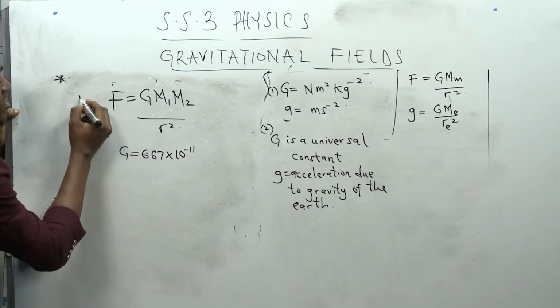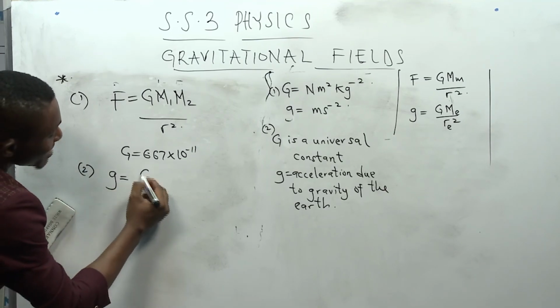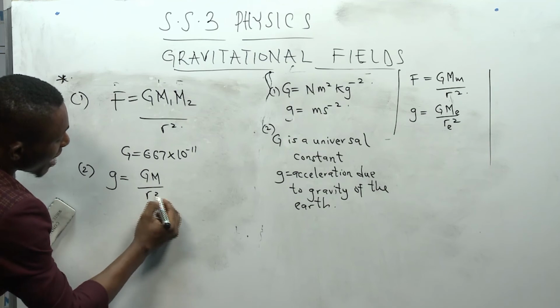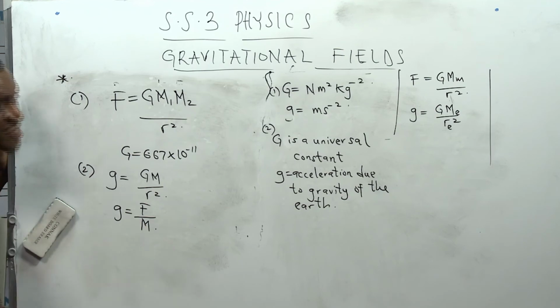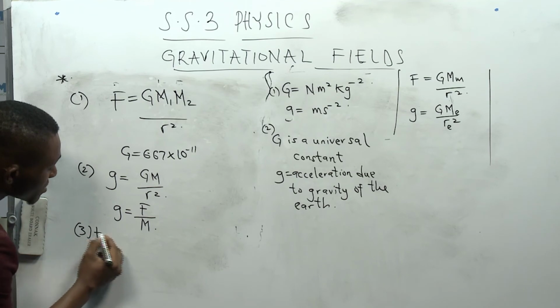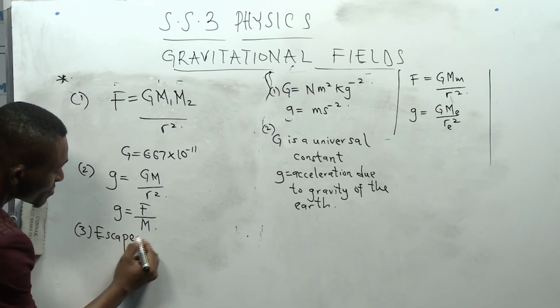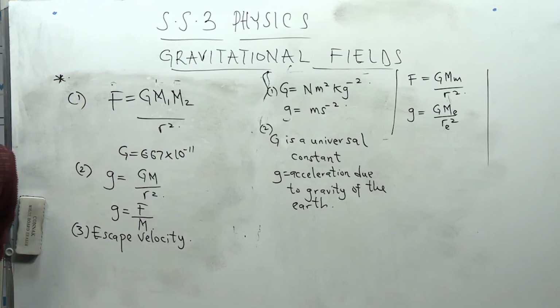And from there, we also derived the formula relating g, which says that g is equal to GM over r squared. And g is also referred to as the force per unit mass acting on a body. And from there, we talked about escape velocity, which is the minimum velocity required to launch an object into space. And then we closed by learning some effects of the gravitational fields.